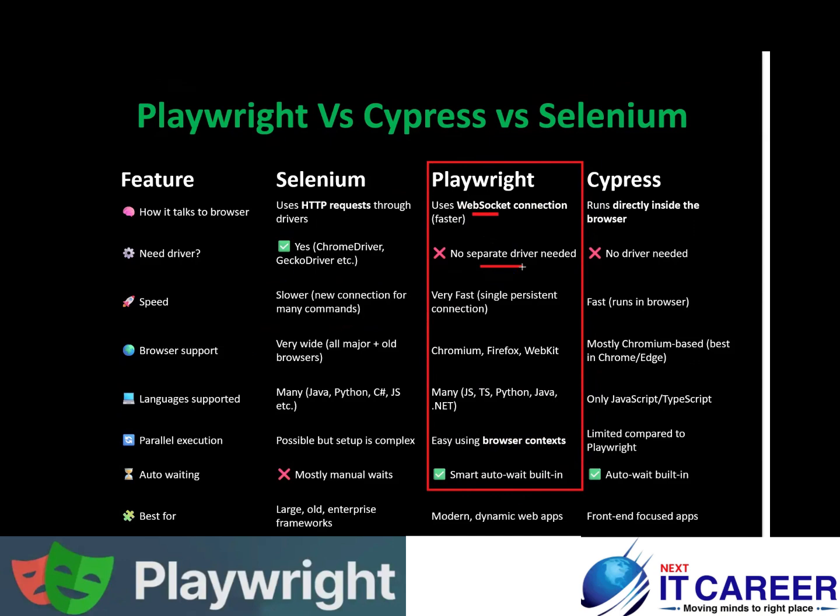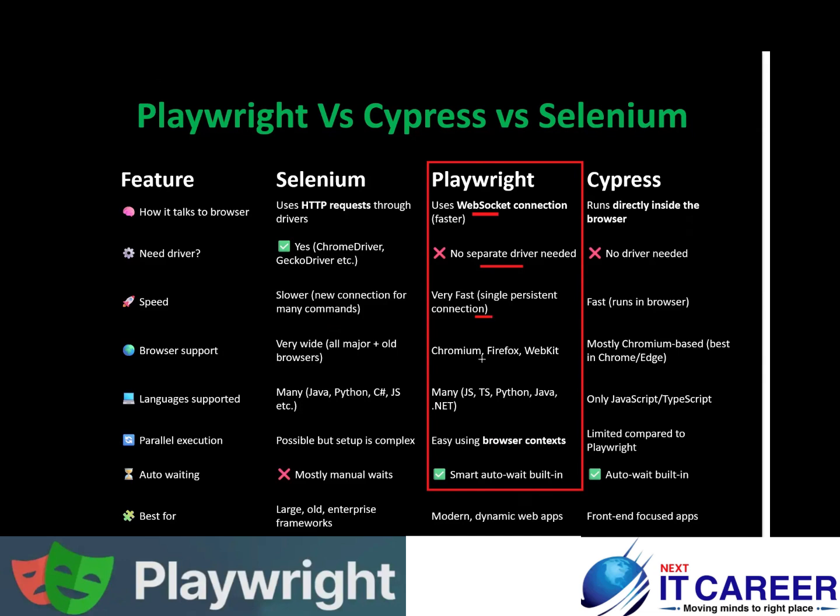Playwright itself is a framework. Whenever you install Playwright, by default it will set up the framework. Use that framework to build the tests, and we can design that framework too. It also has a very fast single persistent connection. So it will execute the test cases very fast compared to Selenium and compared to Cypress.